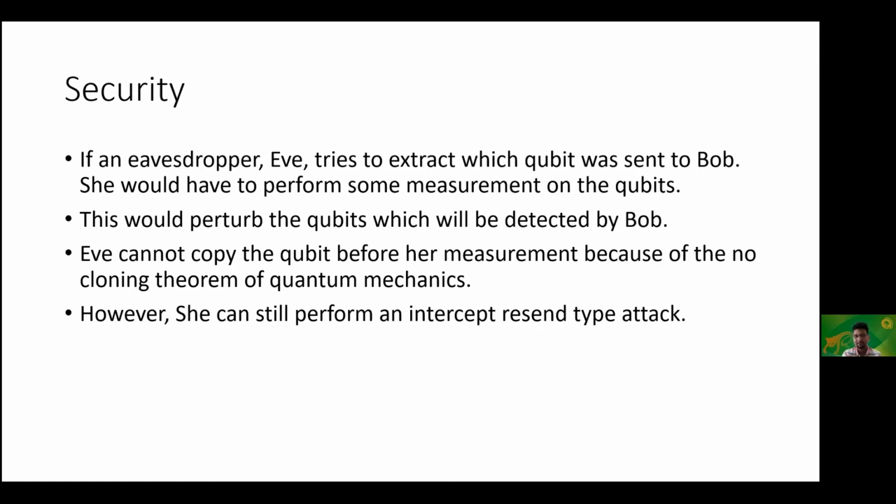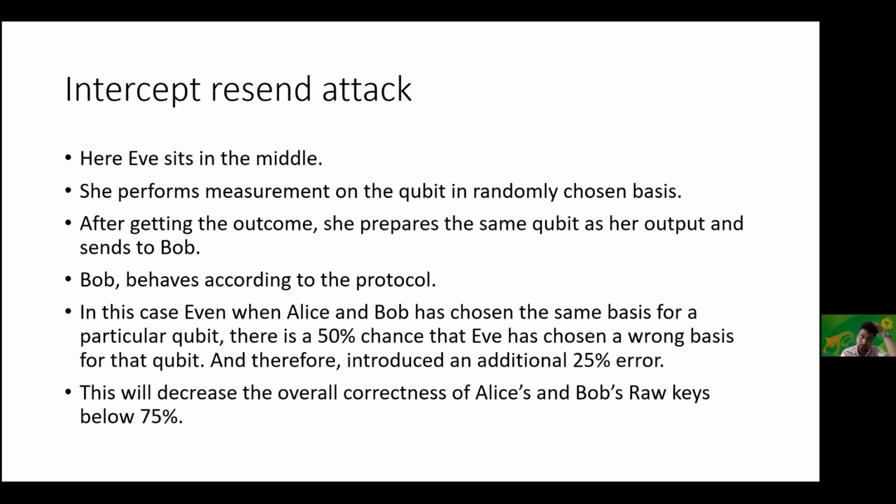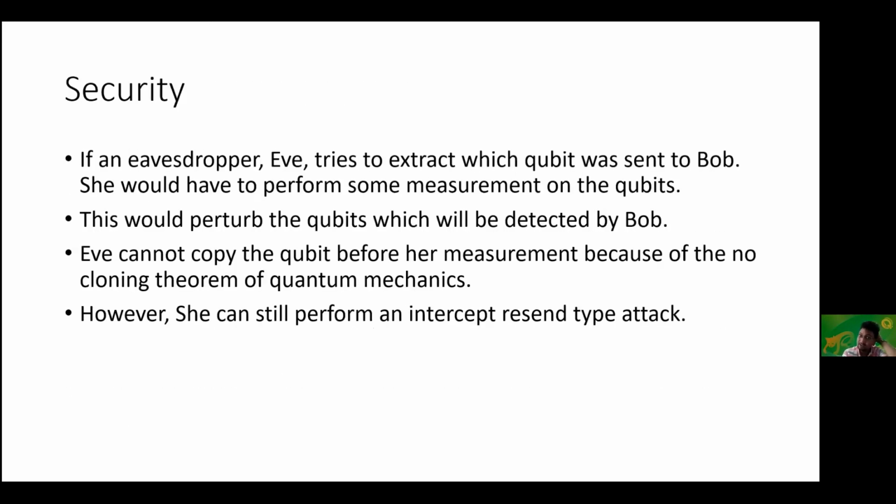the state. This gives you security, because anytime someone wants to eavesdrop, you will know that your photons are getting disturbed. You will know someone is listening and you will discard those photons. And they cannot observe without disturbing, because they cannot make a copy and separately measure it, because copying is not allowed. So what Eve can do is perform an intercept-resend type attack.